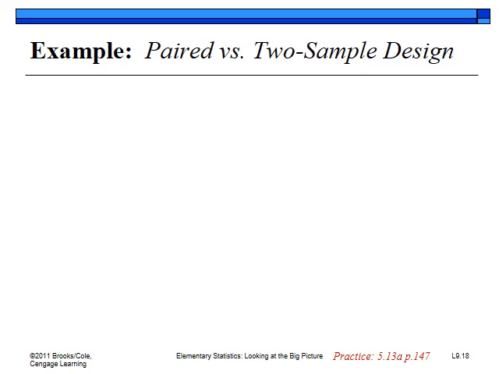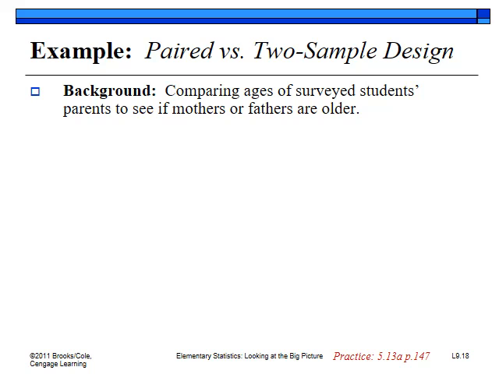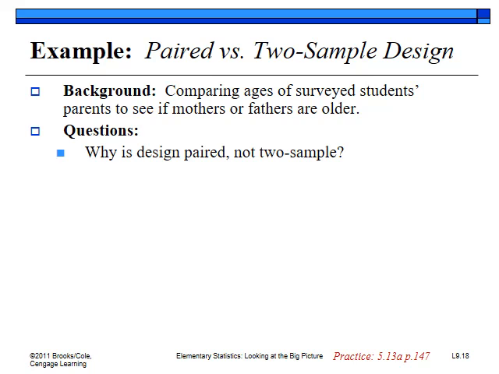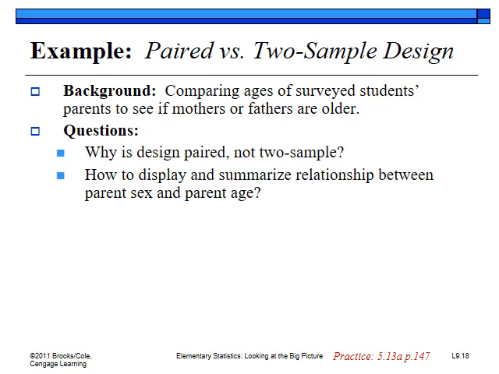Let's look at an example. In the student survey data, we see numbers for age of mothers and age of fathers. We can compare the ages to see if mothers or fathers tend to be older. Questions we might ask: why is this design paired and not 2 sample? How will we display and summarize the relationship between parent sex and parent age? And finally, what results would you expect to see? Do you think mothers in general are older or fathers?